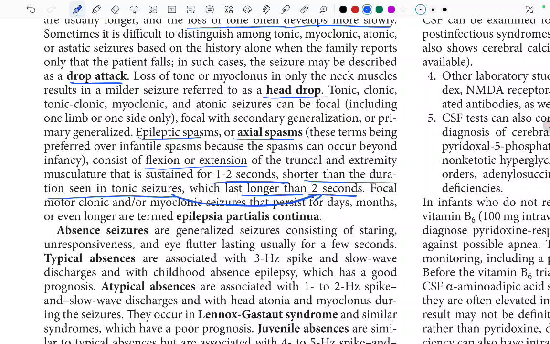Focal motor clonic or myoclonic seizures that persist for days, months or even longer are termed epilepsia partialis continua. So what is epilepsia partialis continua? It is a focal motor clonic or myoclonic seizure which persists for many days or even months, or sometimes even longer than that.